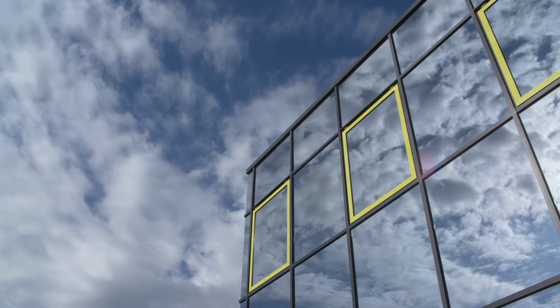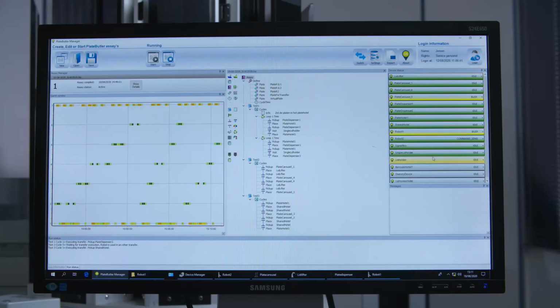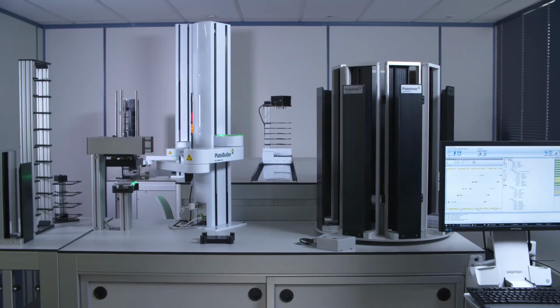By going through these steps, Lab Services ensures the process is optimally streamlined and as clear as possible for the client. The result is a top-of-the-line, high-throughput automation system.